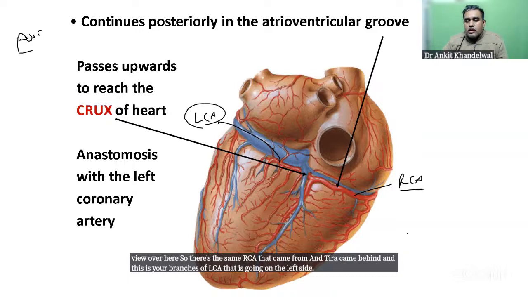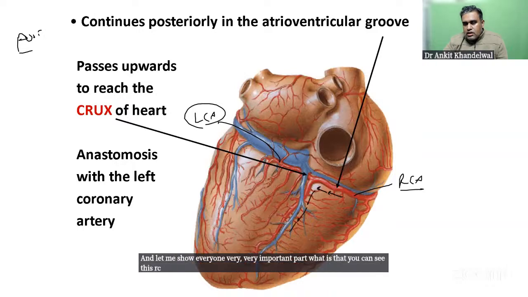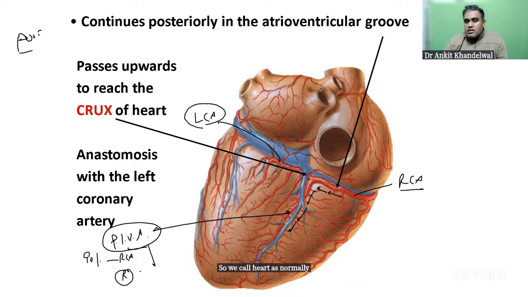And let me show you one very, very important part. What is that? You can see this RCA that goes down and down and down. This is the posterior interventricular artery. And in 90% of cases, it is a branch of RCA. So normally, 90% of the time, the heart is known as the right dominant heart.